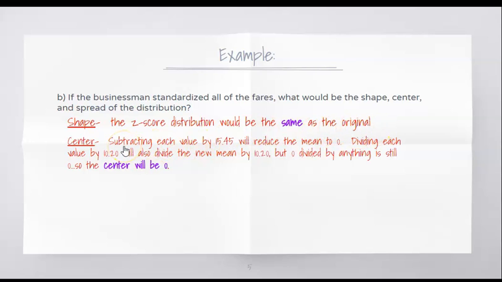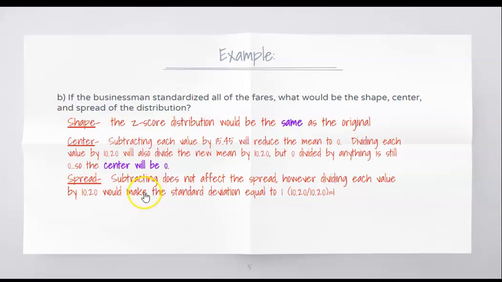The center: we subtract the mean from each value, so we subtract 15.45. It reduces the mean to 0, because the mean minus the mean is 0. Dividing each value by 10.2 will also divide the new mean by 10.2, but 0 divided by anything is still 0. So my center will always be 0. When you've standardized scores, the center is always 0.